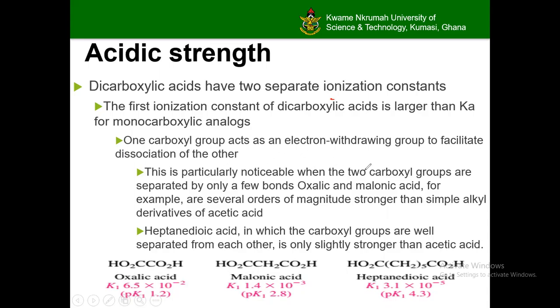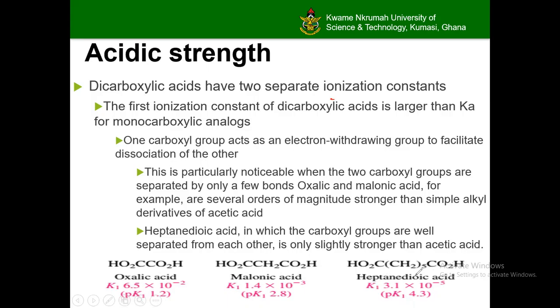This is particularly noticeable when the two carboxyl groups are separated by only a few bonds, as in oxalic acid and malonic acid, for example. Good. They are several magnitudes stronger than the alkyl derivatives of acetic acid. Now, when the chain length increases, so we are seeing that heptanedioic acid, in which the carboxyl groups are well separated from each other, is only slightly stronger, right?